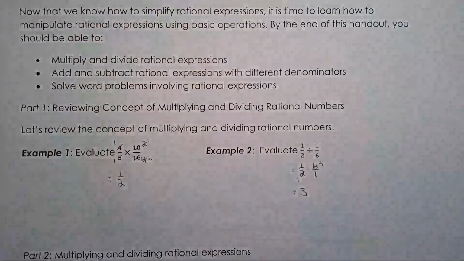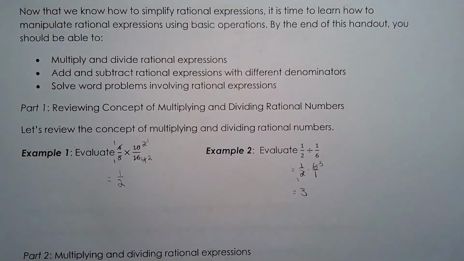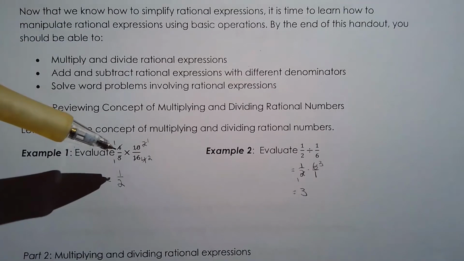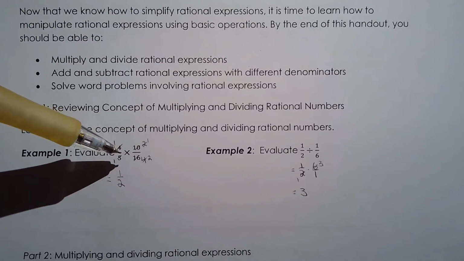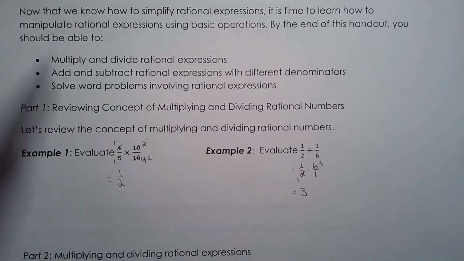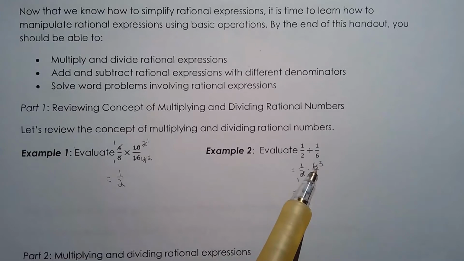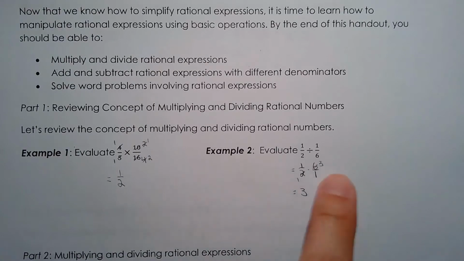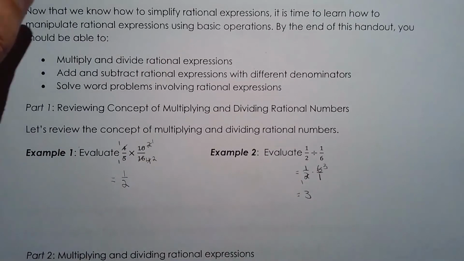Okay, so when you're multiplying rational numbers, look for common factors between numerator and denominator. Now when you're dividing fractions, before you look for common factors, you have to take the reciprocal of the fraction you're dividing by. All right, so in this case, since you're dividing by 1 over 6, you multiply by 6 over 1, or just 6. And once you've changed it to a multiplication question, then you're ready to look for common factors between the numerator and the denominator.